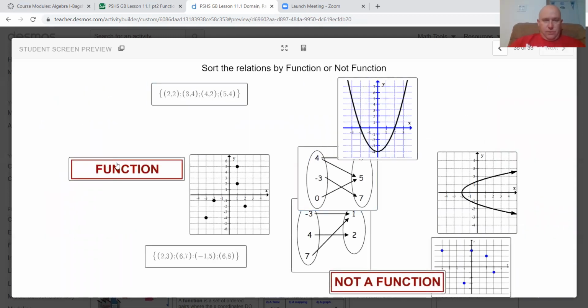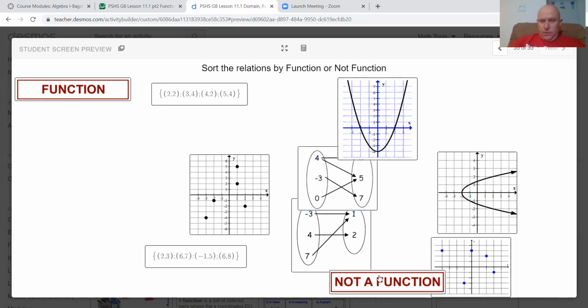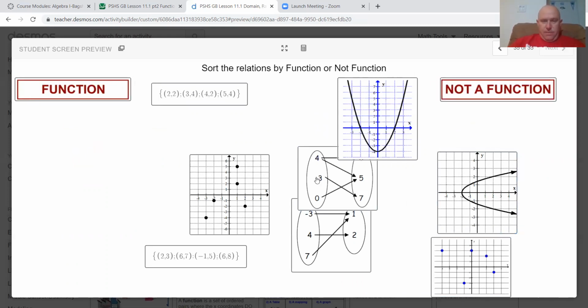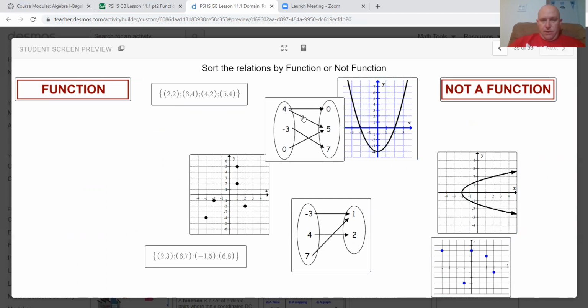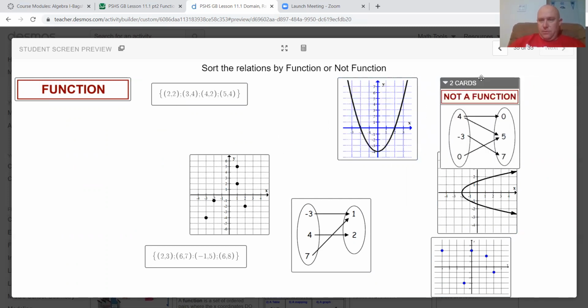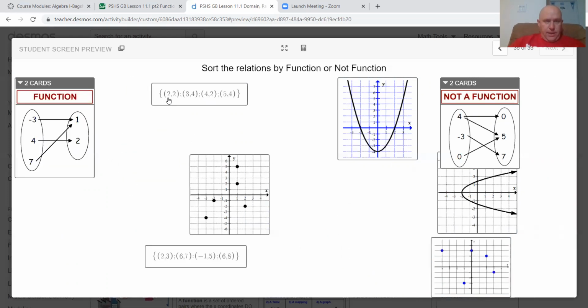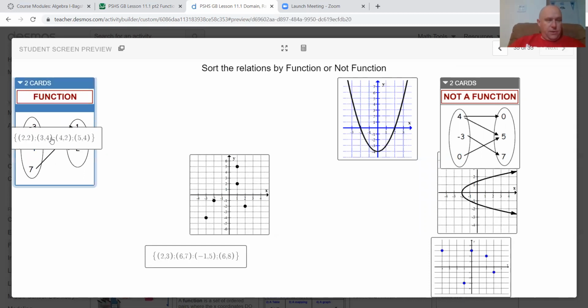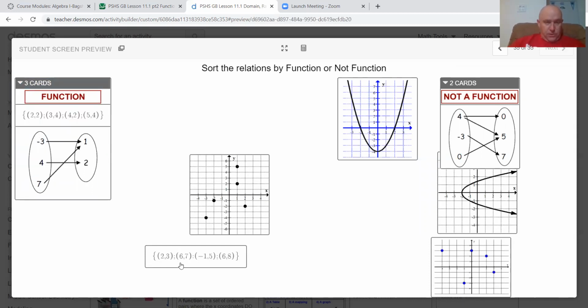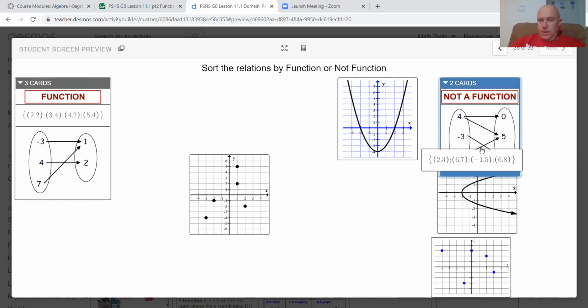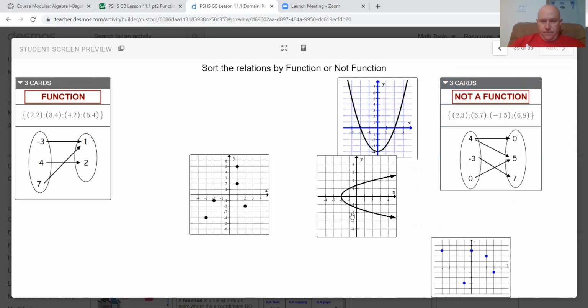Same thing, function or not a function. So let me set those up. Let me have a look at the mappings first. So 2 arrows coming from the x value. So that one is not a function. Only one, only one, only one. So that one is a function. Looking at x values, 2, 3, 4, 5, they're all different, so that's a function. 2, 6, -1, and 6. So 6 repeats here. So that one is not a function.